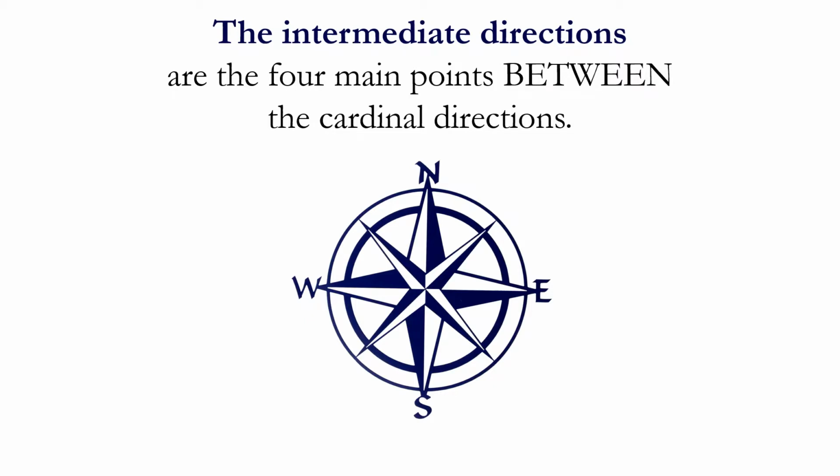Then we have intermediate directions. We talked about intermediate, what inter means and what media means. These are the four main points between the cardinal directions. Remember, cardinal directions are N-E-S-W, north, east, south, and west. The intermediate ones are northeast, southeast, southwest, northwest. Okay? These are the intermediate directions.